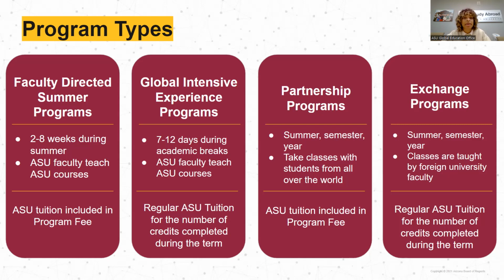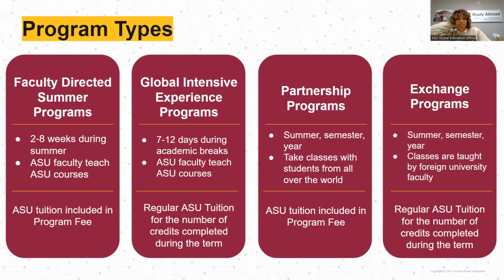The next type of program is a global intensive experience program, which are our shortest programs. They are 7 to 12 days during academic breaks, so spring break, winter break, before spring semester starts, after spring semester starts, before fall, things like that. And it works similarly to faculty-directed summers. It's an ASU faculty member taking ASU students abroad for an experience. And students will pay the regular ASU tuition for the number of credits completed during the term.